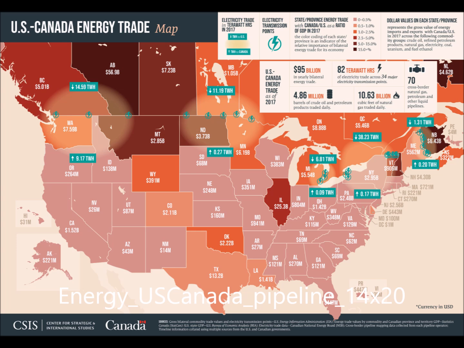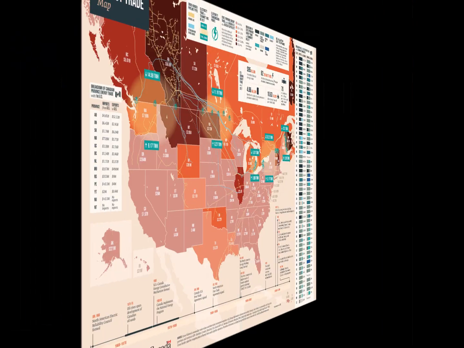By illustrating these regional differences, the map reveals a more nuanced picture of the energy trade dynamics between the two countries, emphasizing the varying levels of economic dependence and the potential vulnerabilities or strengths associated with this trade relationship. Furthermore, it clarifies the types of energy commodities included in the trade values: crude oil, refined petroleum products, natural gas, electricity, coal, uranium, and fuel ethanol. The map also includes the dollar values of the energy trade for each region, offering both absolute and relative comparisons.